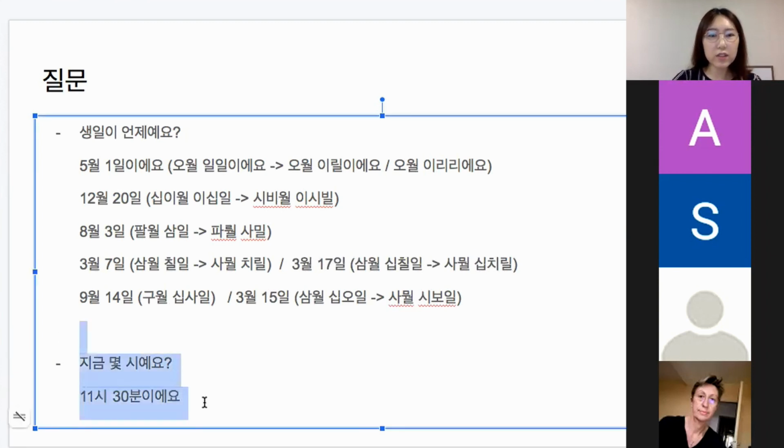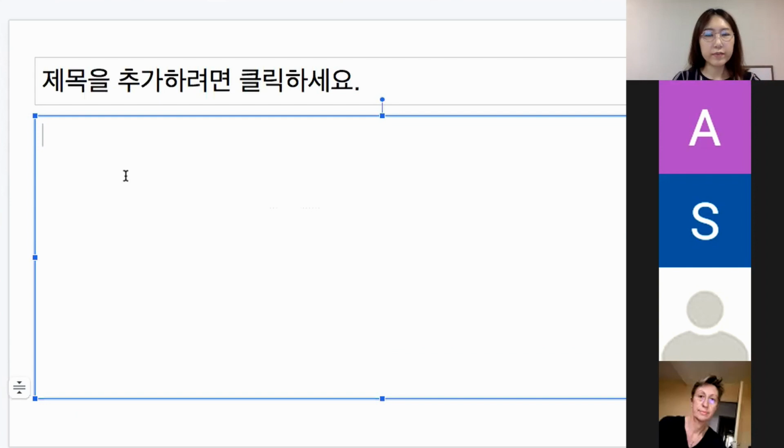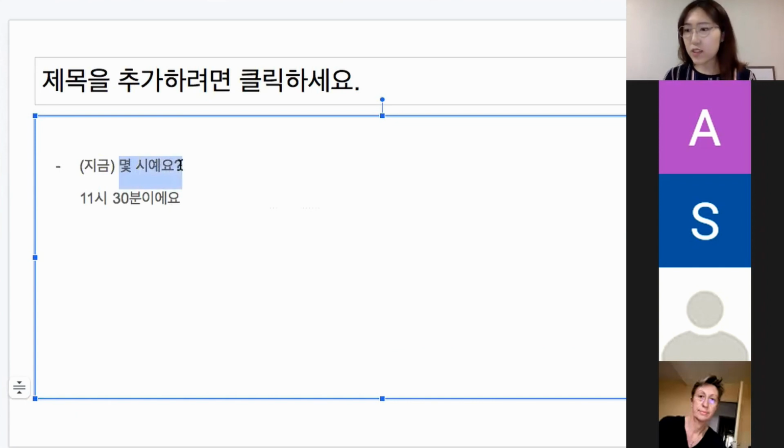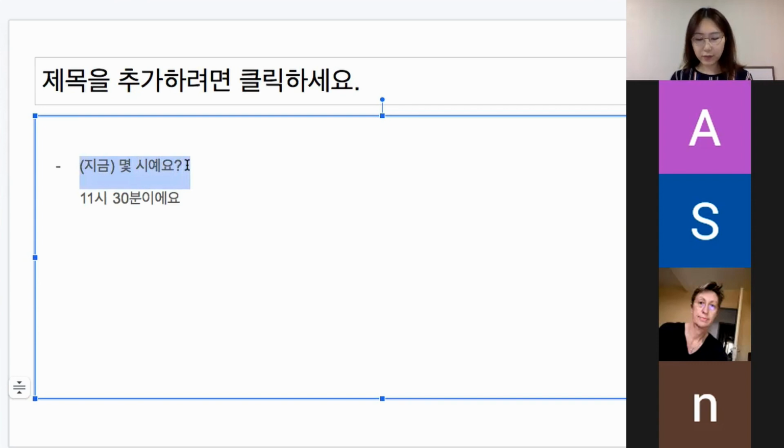Time is a little bit difficult, so we can practice one more time. What time is it now? 몇 시예요? If you don't remember the word 지금, now, you can just ask 몇 시예요? It's fine. What time is it? 몇 시예요? Then what time is it now? 지금 몇 시예요?